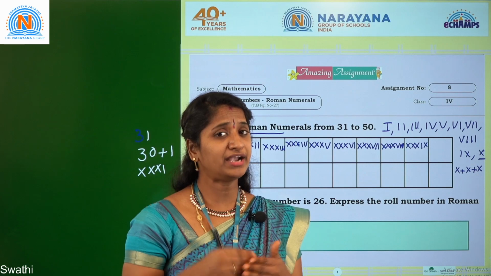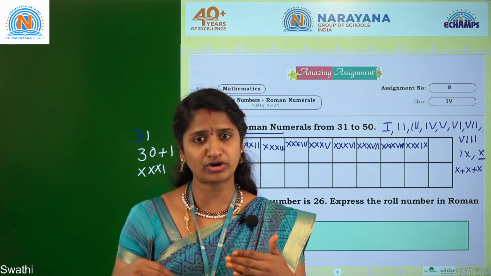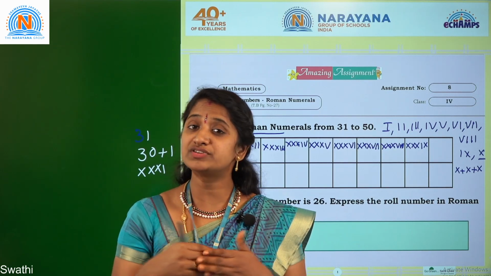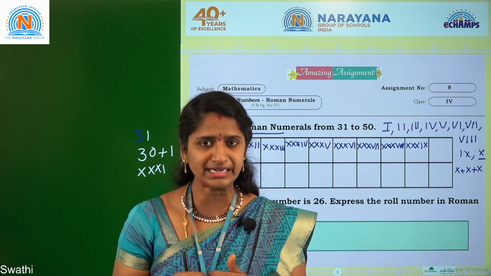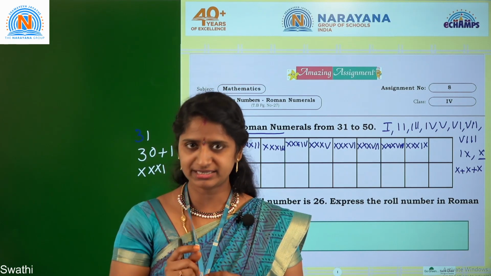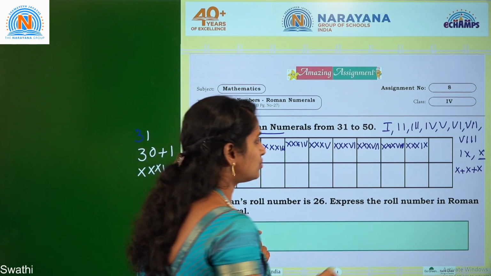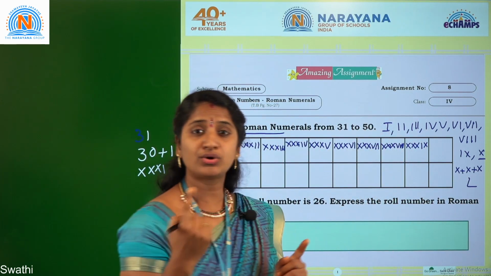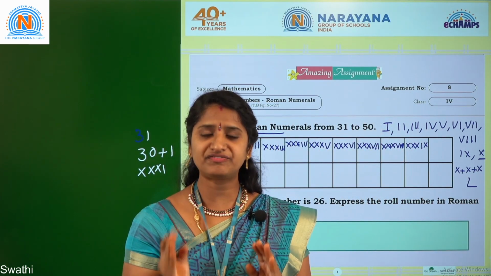And now 40. Can I repeat X 4 times, children? 40 means XXXX. Can I write like that? No, because we should not repeat a letter more than 3 times. So what do I have to write? I need to subtract 10 from 50. What is the letter for 50? It is L. So L minus 10, 50 minus 10.